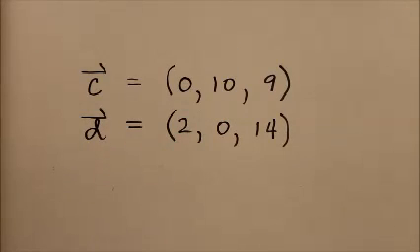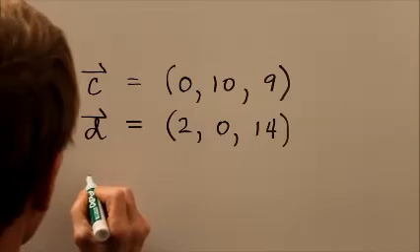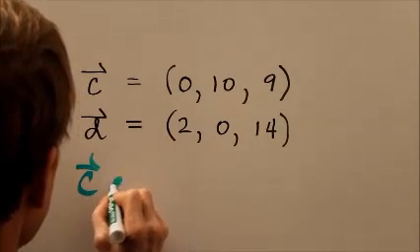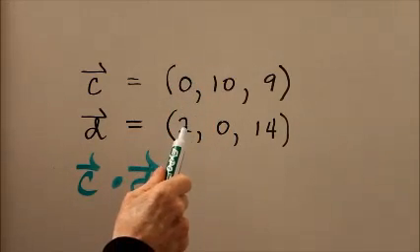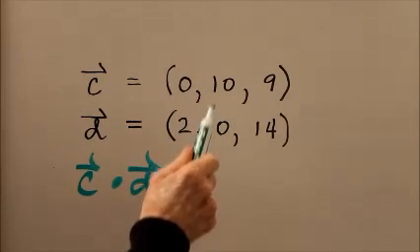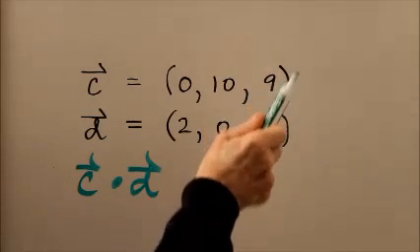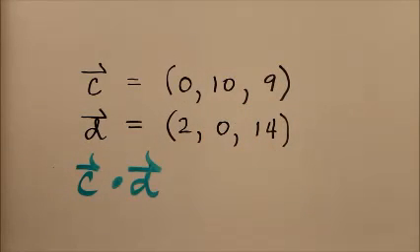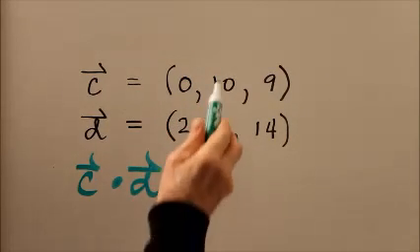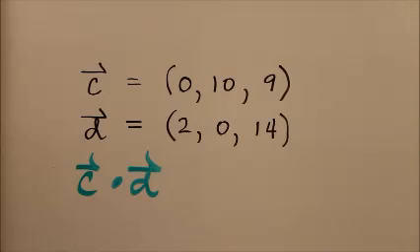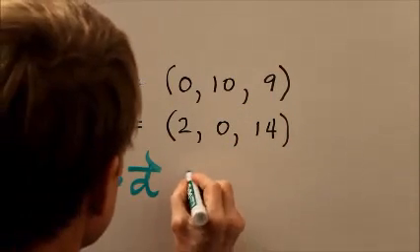We really don't need to look at the figure to figure out the dot product, which is what this question is asking us for. The dot product is simply the product of the X components plus the product of the Y components plus the product of the Z components. Well, 0 times 2 is 0, 10 times 0 is 0, 9 times 14 is 126.